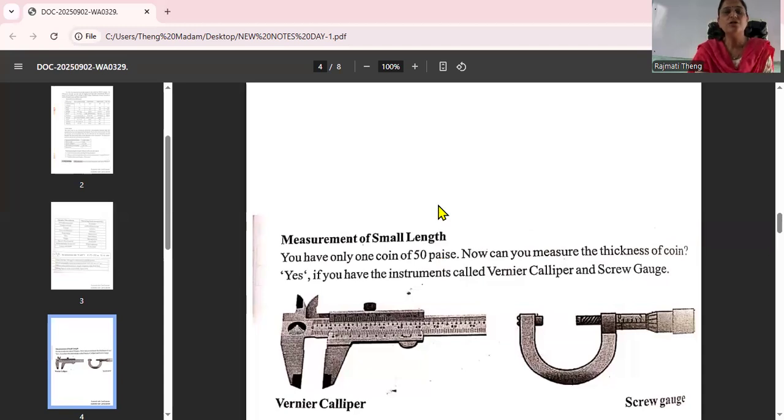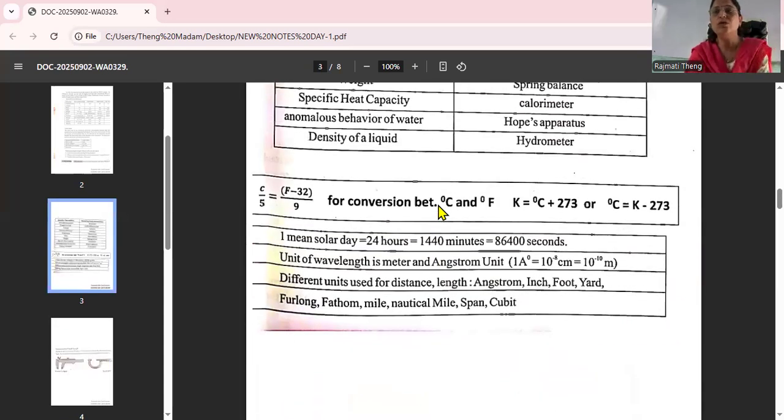So, dear students, you should know the formula to convert degree Celsius into Fahrenheit and Fahrenheit into degree Celsius. When temperature is given in Celsius, then you have to calculate the Fahrenheit: Celsius into 9 by 5 plus 32, then we obtain the result in Fahrenheit. If temperature is given in Fahrenheit and you have to calculate degree Celsius, then the formula is Celsius is equal to Fahrenheit minus 32 into 5 by 9.